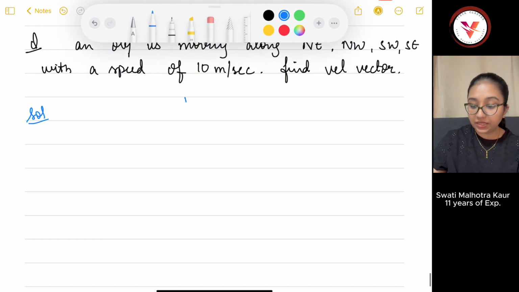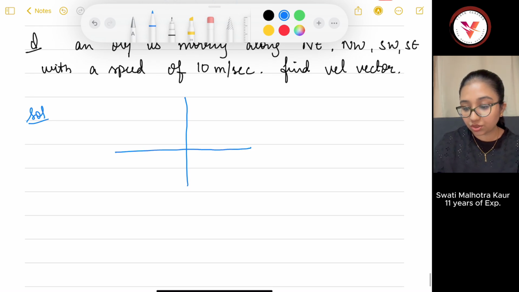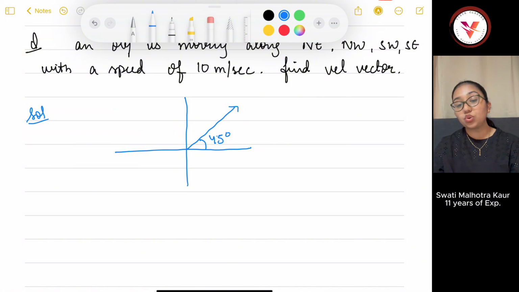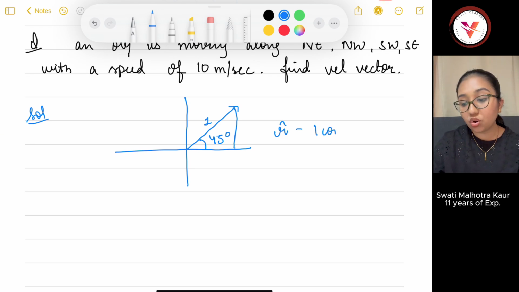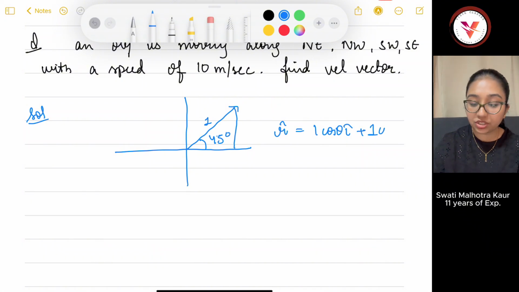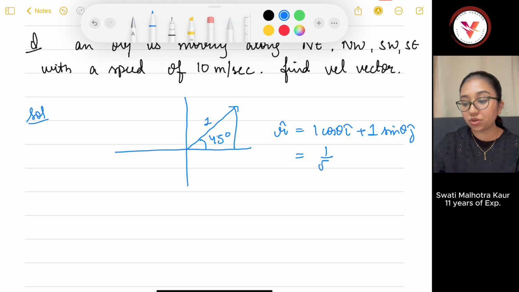So by this, they meant to ask you that first, if the object is moving in the northeast direction, for example, it makes an angle of 45 degrees here. If you resolve its unit vector r cap with a magnitude of 1, it gives you 1 cos theta i cap plus 1 sin theta j cap. That is the resolution. And theta is 45 degree, so cos 45 is 1 by root 2. Then it is 1 by root 2 i cap plus 1 by root 2 j cap.